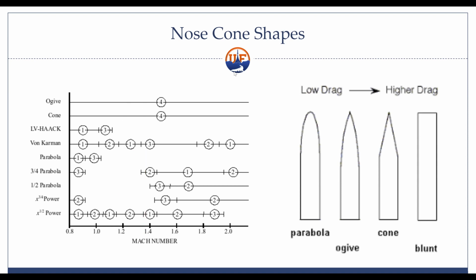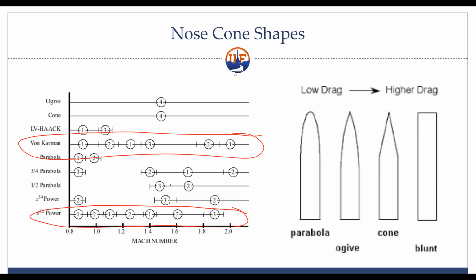Really, this is not a real consideration because we're not a hypersonics team for some reason, but if you want to do that, it'd be pretty cool. What you notice is that basically the von Karman is one of the best. And also the power rule nose cone shape is probably the best in terms of Mach number, and that's for the bow shock reason that I mentioned earlier.